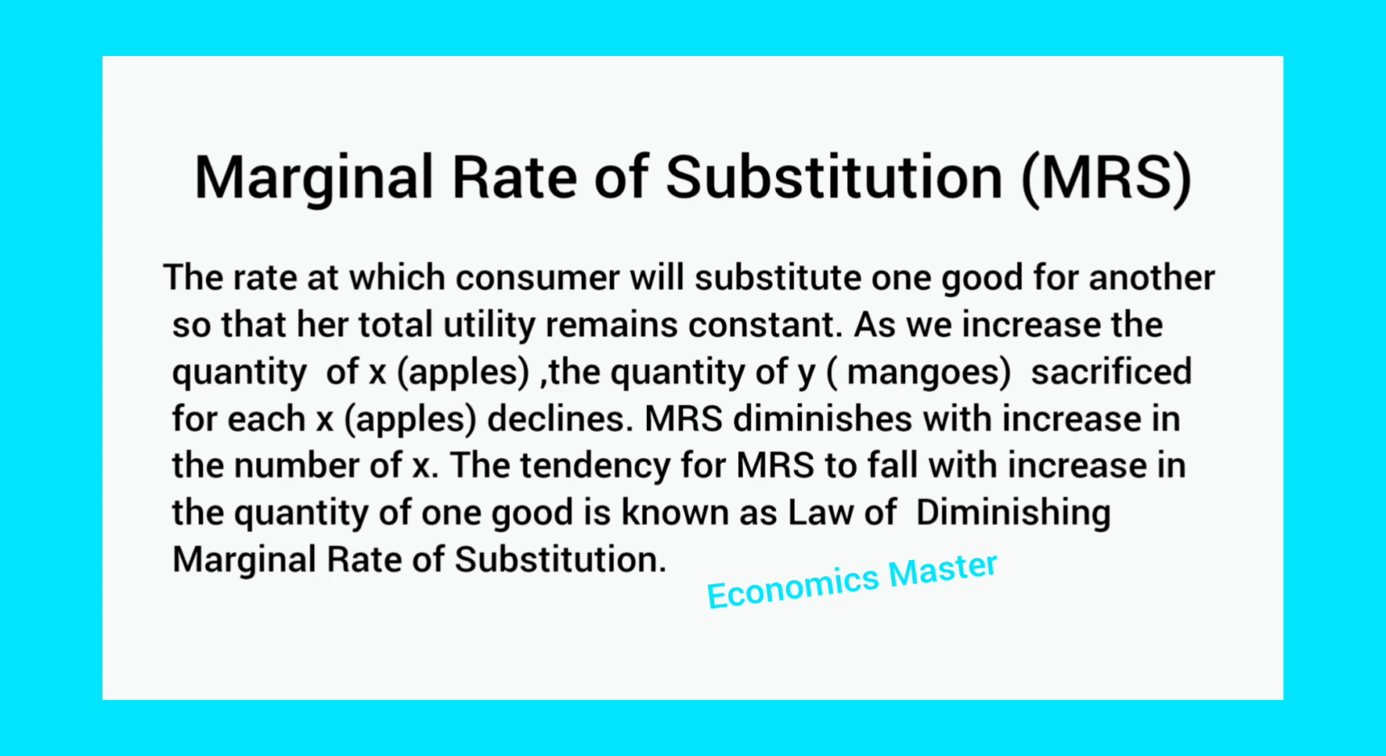So there is a tendency for the MRS to fall with increase in the quantity of one good. This is known as the law of diminishing marginal rate of substitution. With an increase in the quantity of one good, the marginal rate of substitution has the tendency to fall.